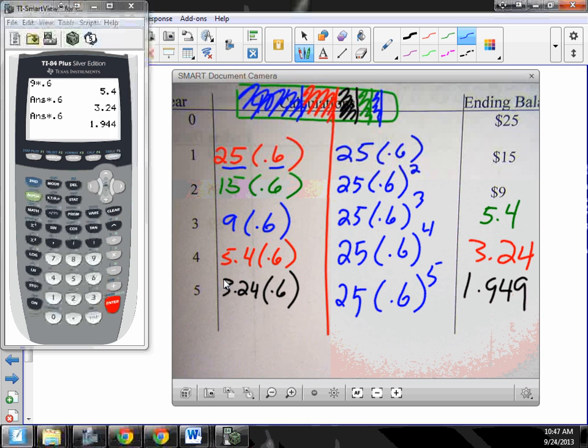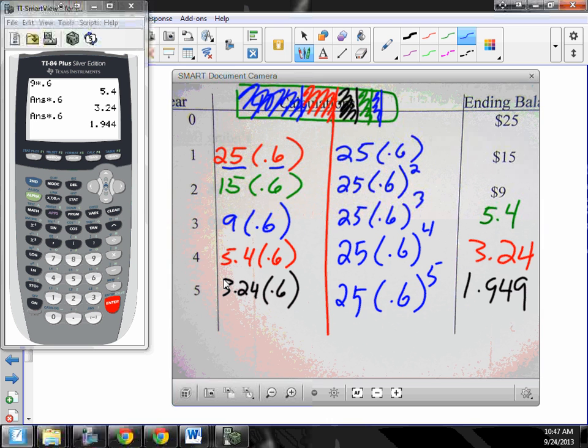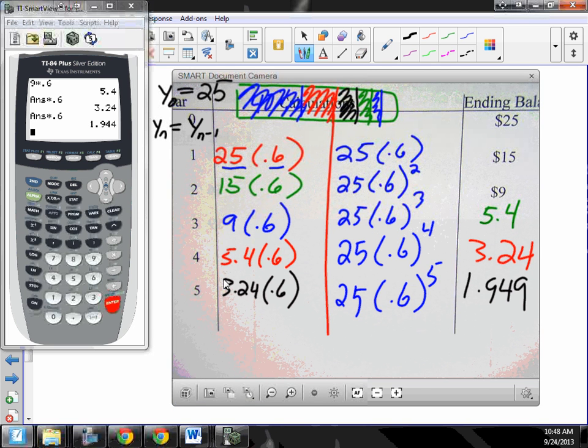So down below where it says the equations, the recursive equation is really similar to what we've seen before. Y sub 0 equals 25. That's my beginning value. So to find any value in the future, y sub n, I take last year. How do we represent last year? Y sub n minus 1. So if this year is year n, last year is n minus 1. And I'm going to times that by 0.6.